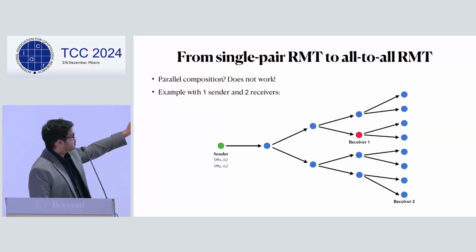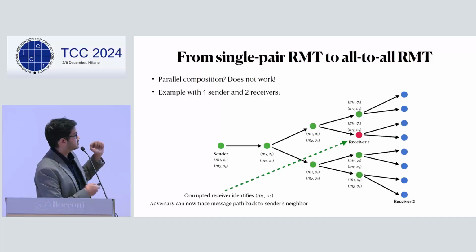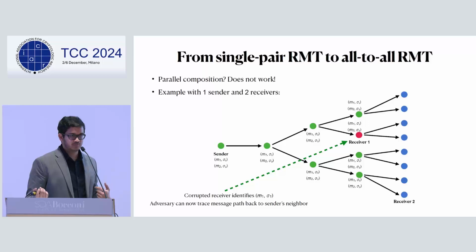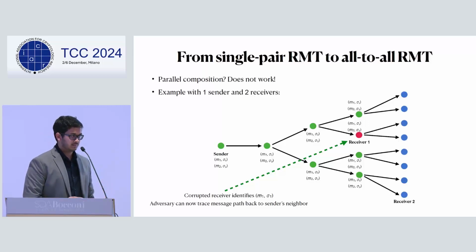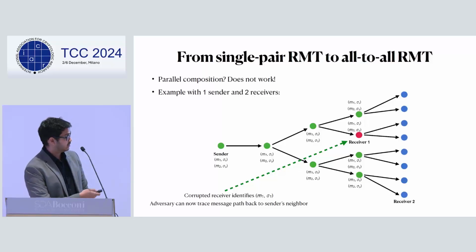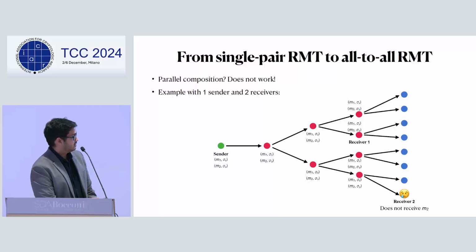where you have a sender with message 1 for a corrupted receiver and message 2 for an honest receiver. The corrupted receiver is closer in the graph. So when the sender propagates these messages, it hits the corrupted receiver first. And now the receiver can just do what we saw earlier, the same attack. Because it can identify the message intended for itself, and these messages are bundled together. So it just goes back and corrupts the neighbor, and then just kills everyone who has the message. And receiver 2 does not get the message intended for it.